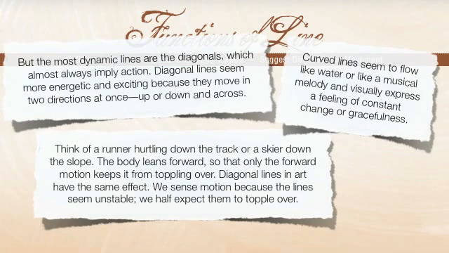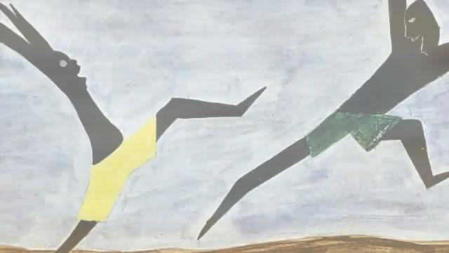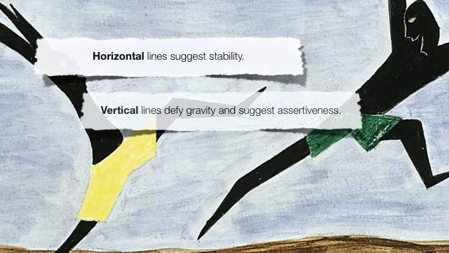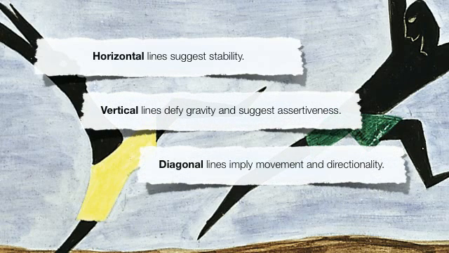The body leans forward so that only the forward motion keeps it from toppling over. Diagonal lines in art have the same effect. We sense motion because the lines seem unstable. We half expect them to topple over. However, in general, horizontal lines suggest stability. Vertical lines defy gravity and suggest assertiveness, and diagonal lines, as we said, imply movement and directionality.